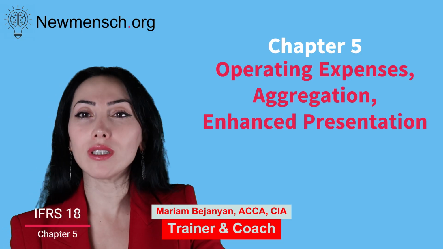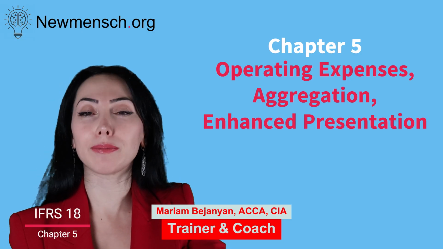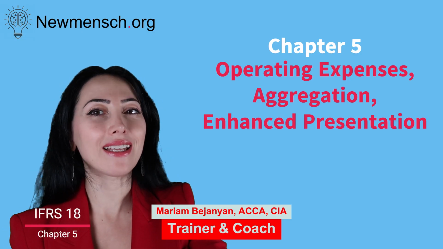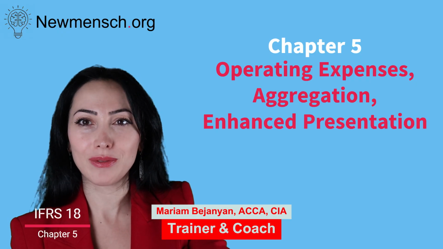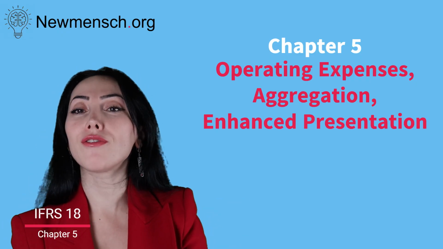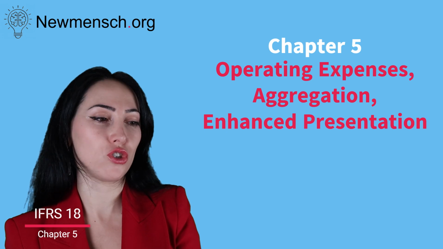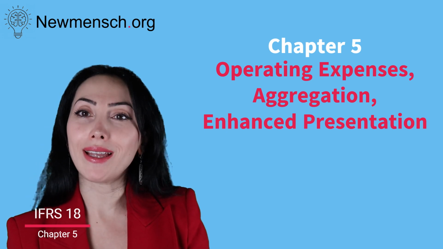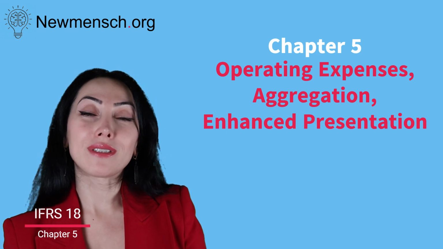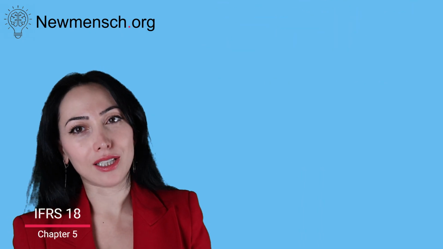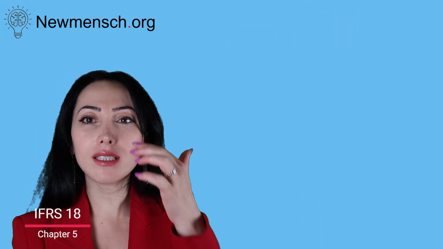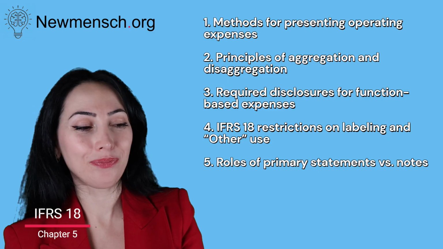We are going to learn today about operating expenses, aggregation and enhanced presentation. As always, we will have 5 objectives as a form of questions. What are the 2 methods for presenting operating expenses in the income statement, and how do entities pick one of them?